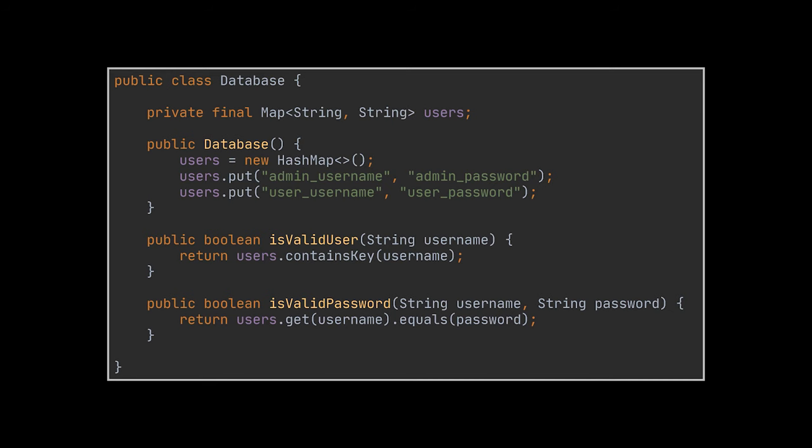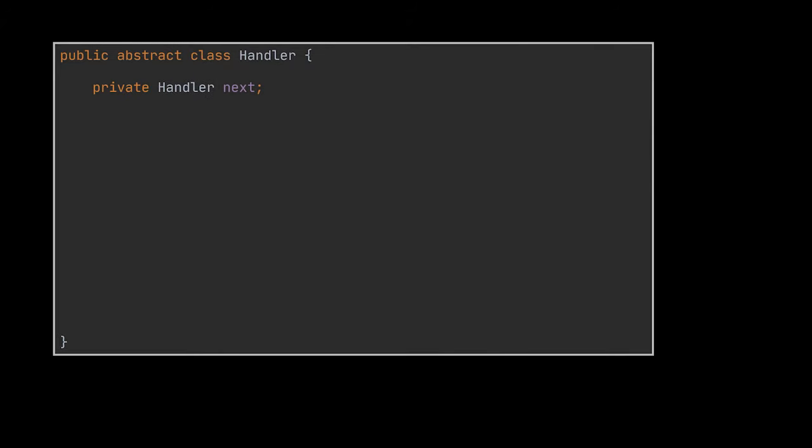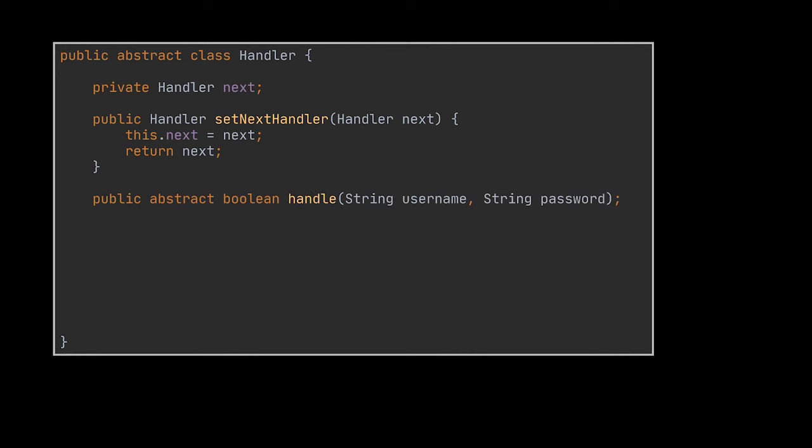Now, let's go ahead and create the handler abstract class. This one, as we previously mentioned, will store a reference to the next handler in the chain. It will also define a method that allows us to assign this reference, like a setter for the next handler. Moreover, this class will contain an abstract method, the handle method. This method will be implemented by the concrete handlers, where each one will define the condition based on which the user is eligible to access our application.